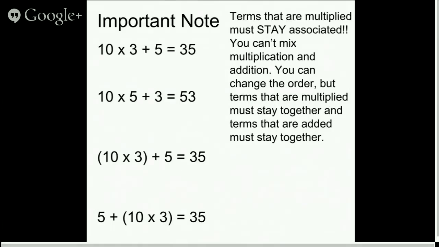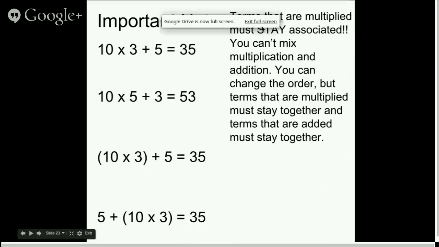And the final important note is terms that are multiplied must stay associated. So 10 and 3 have to stay associated. You need to put parentheses around these two, because if you change the order of this problem and you get 10 times 5 plus 3, you get a different number. The only way to keep the same number is to keep 10 and 3 multiplied by each other. Just like with addition too. So if I had another term on here that was added to 5, you'd want to keep all the addition problems associated with parentheses and all the multiplication associated by parentheses.